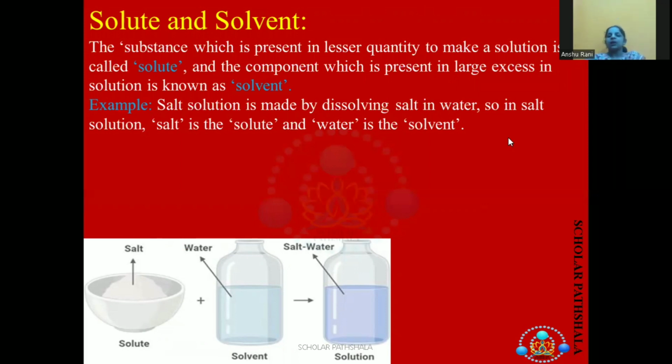solvent. If you will take reverse, you are taking 100 grams of common salt and you are adding 5 grams of water in it. In that case, salt will become solvent and water will become solute. So the component which is present in lesser quantity is called solute, and the component which is present in large excess is called solvent.